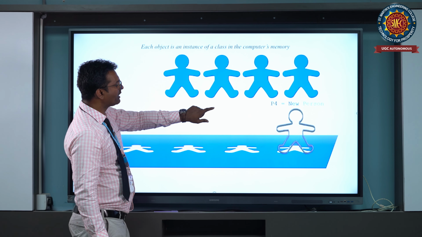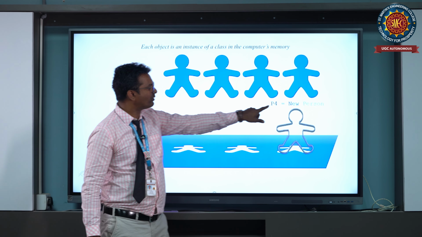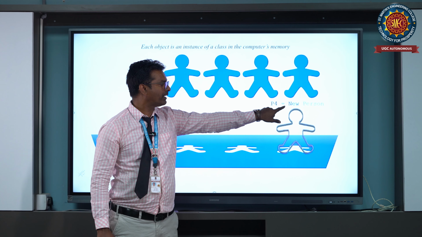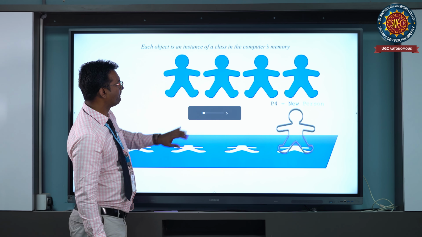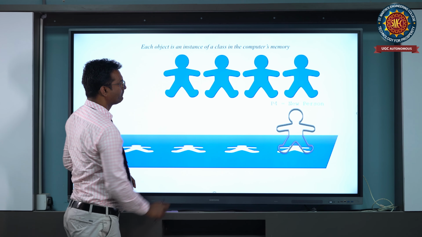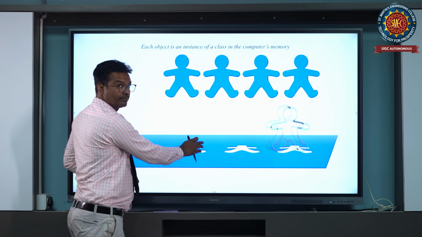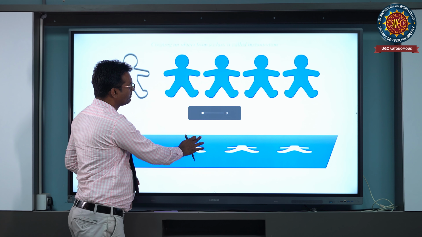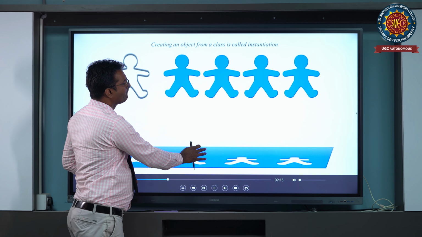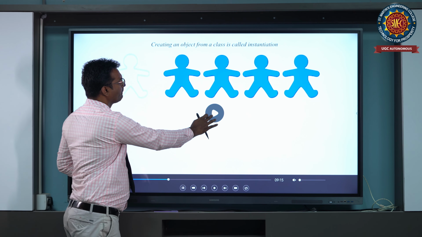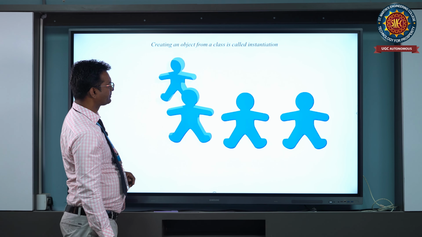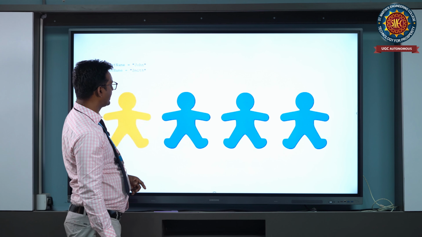P4. So for creating every person, what operator are we using? The new operator. Four objects are going to be created.